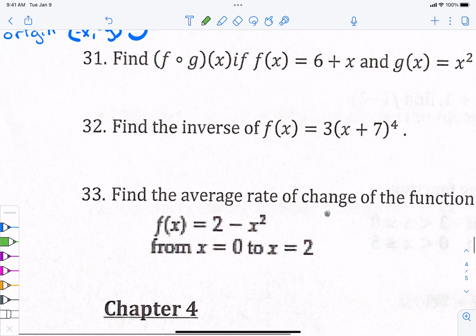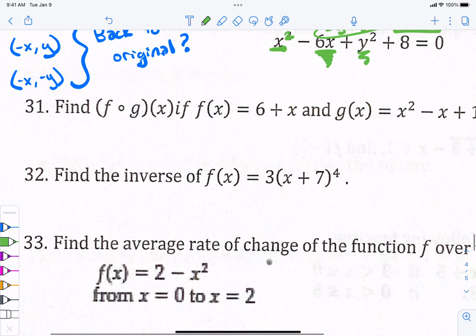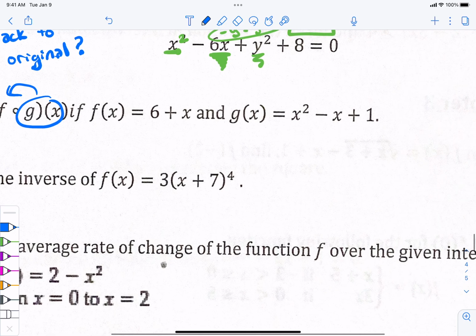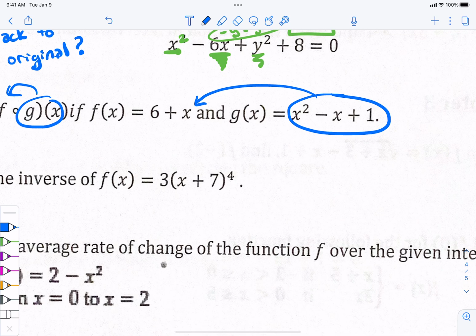Should we do the next 3 and finish chapter 3? Okay, let's do it. So f composed of g, which one goes inside when we do that? G goes into f. What if we put f into g? Then we would have to FOIL and do all that stuff. So yay, we did the nice one. We're putting g into f. 6 plus x, and we're putting that chunk into the x. The other way around would not have been so nice. Plus 1.